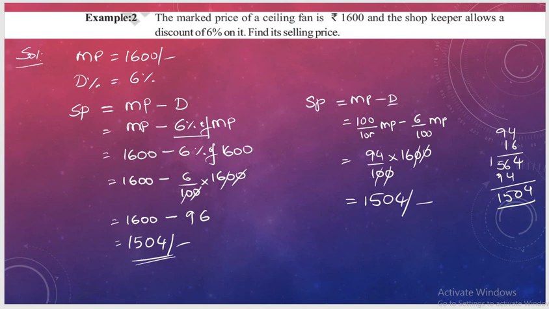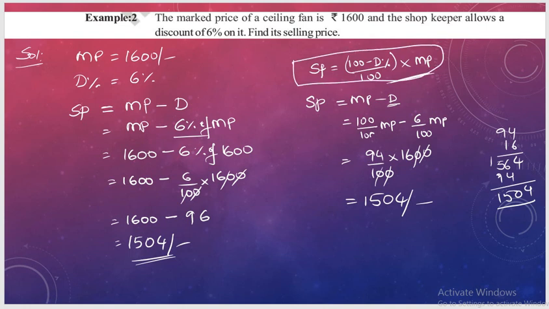Okay, so when discount percentage is given, I can directly write selling price is equal to 100 minus discount percent by 100 into market price. Okay, so this formula you can directly use. So already we know this formula. So here if you know the formula, we can directly apply this particular thing, right?